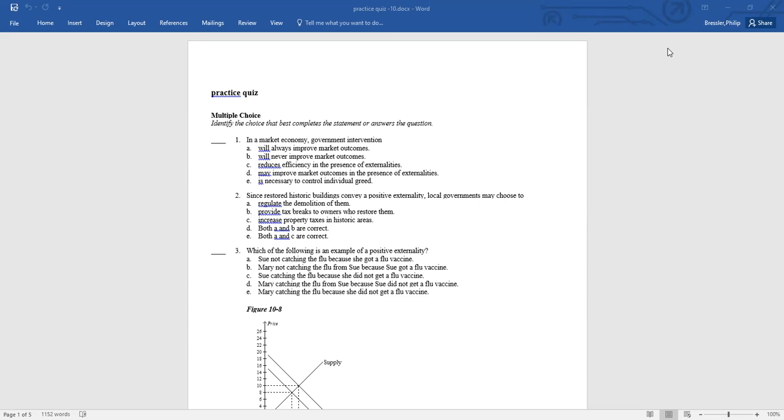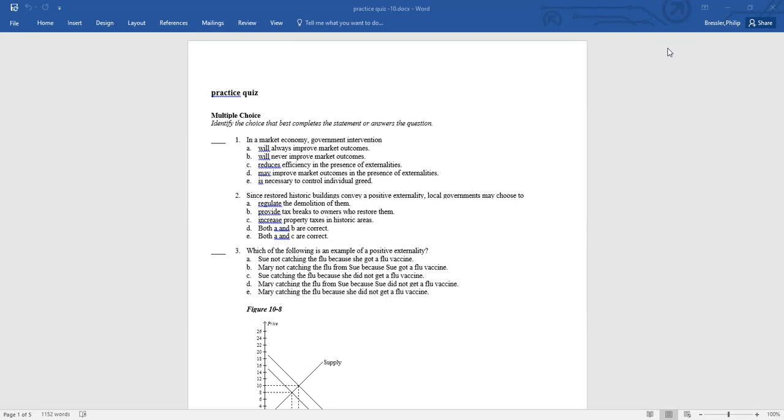No, I mean, government intervention usually gives you deadweight loss. Will never improve? No, and with externalities, you're going to get government intervention improving. So when you look at D, may improve market outcomes in the presence of externalities, that's correct, because if you have a negative externality, a tax is going to improve it, as it's going to get you closer to the socially optimal. And that's the same for a positive externality, except there a subsidy would improve it.